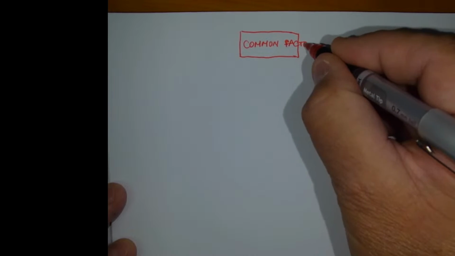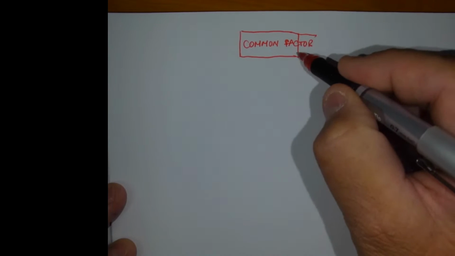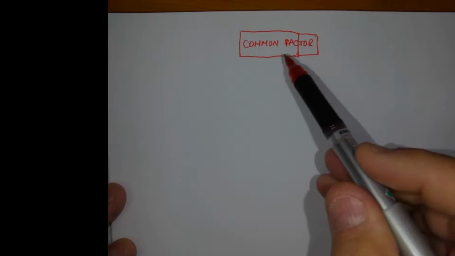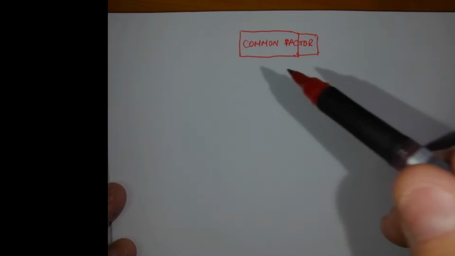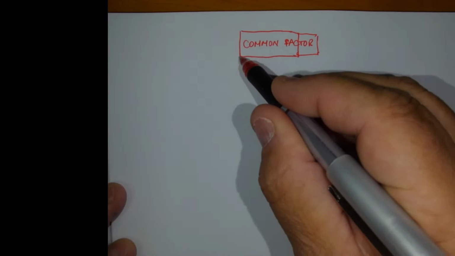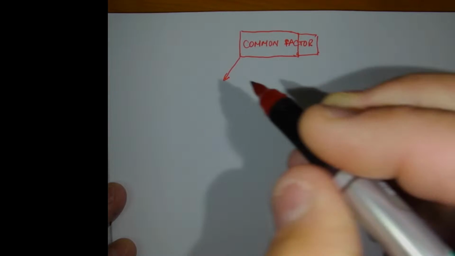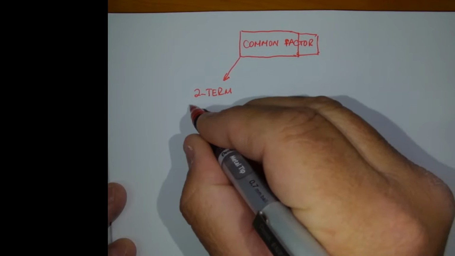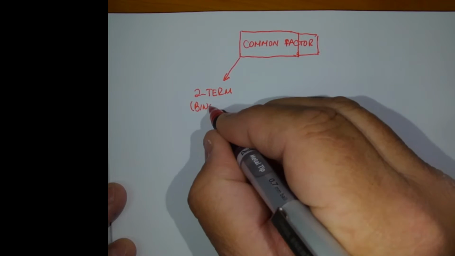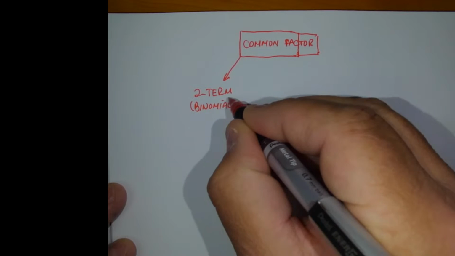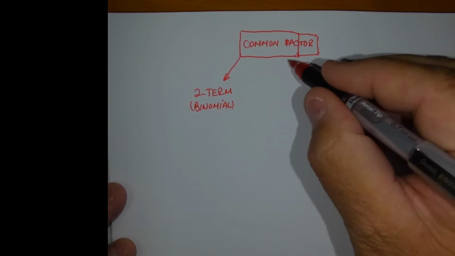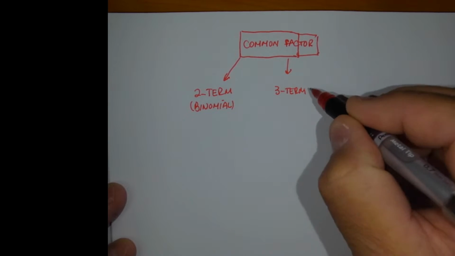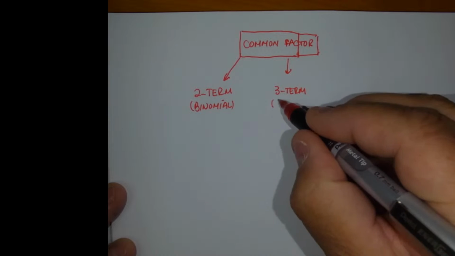Okay, but let's say I've got a common factor, so I've been able to extract that common factor to simplify the expression. Now, once I have extracted a common factor, I'm going to look and see what my expression is. Is my expression a two-term polynomial? In other words, known as a binomial. Or I'm going to look and say, is my expression a three-term polynomial? In other words, also known as a trinomial.